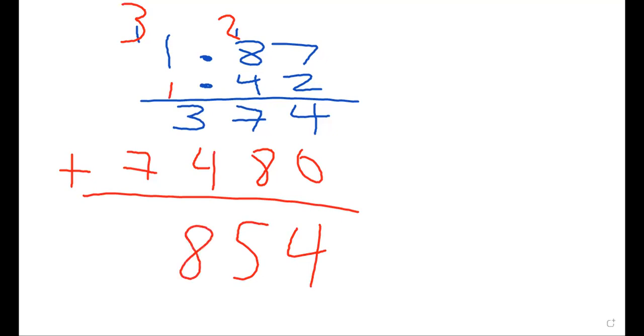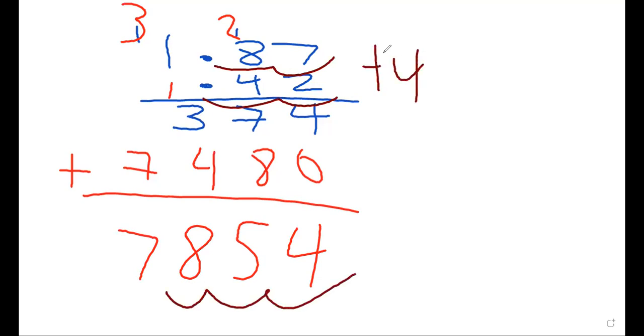4, 5, 6, 7, 8, 7. Okay, now the decimal placing. Well, since this is over 1, 2, this is over 1, 2. So that's a total of 4. We need to move this over 4. So the answer to this is 0.7854. And that's multiplication with decimals. Adding decimals, subtracting decimals, easy. Multiplication, easy. Okay, let's go to division with decimals.